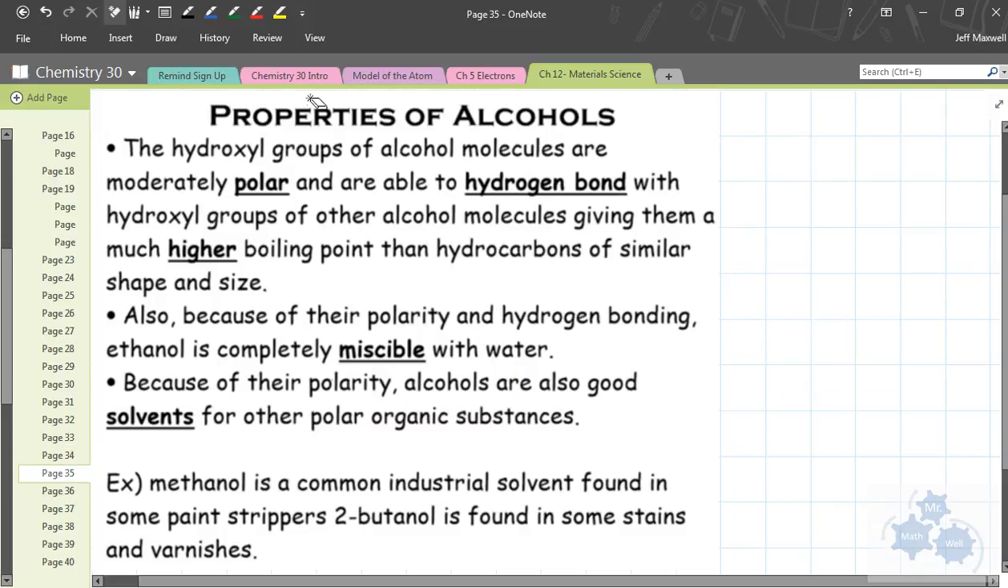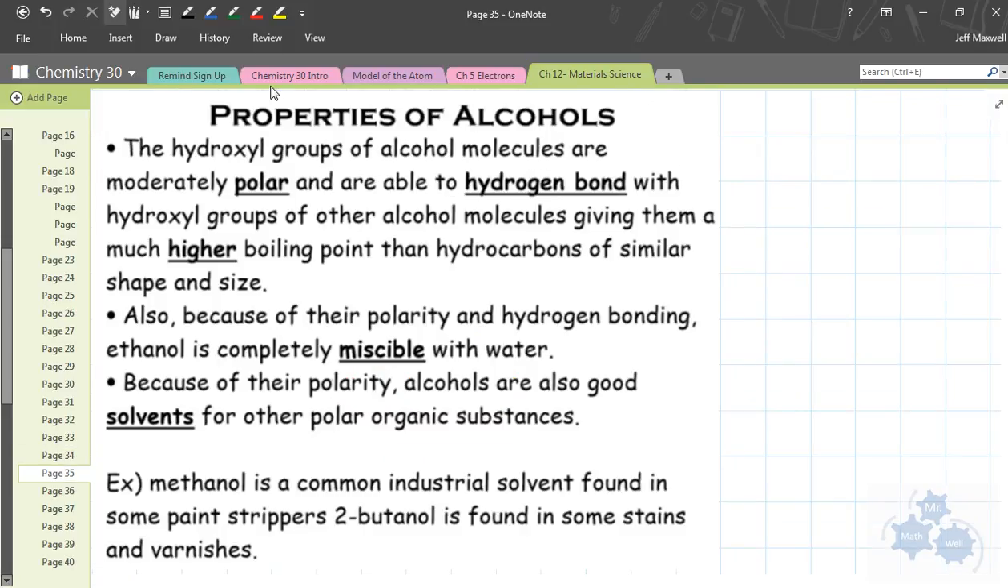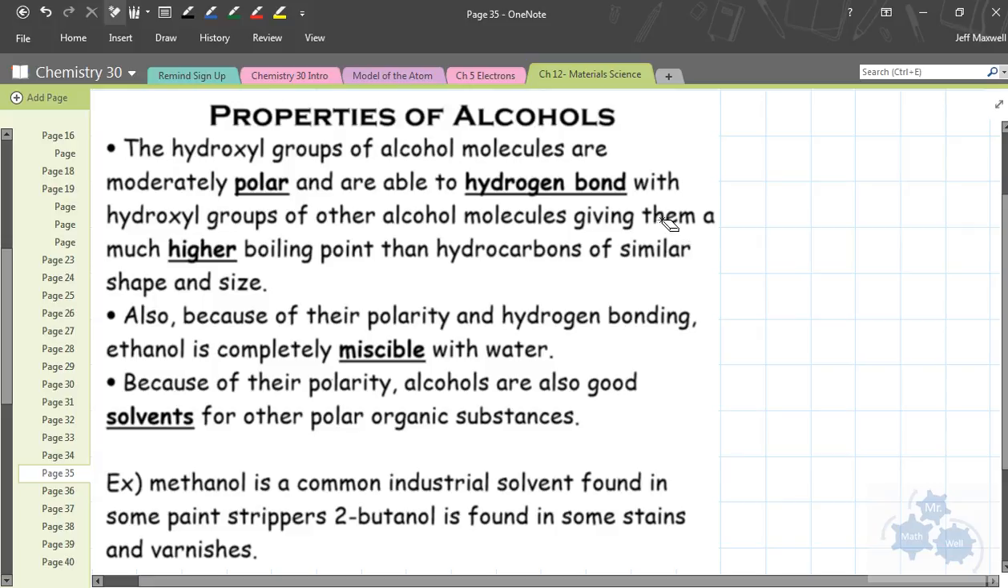So, properties of alcohol. You guys know some of the effects of alcohol. I've heard of many stories, tragically, of the effects of alcohol. But what are the properties of alcohol? What are the actual compounds? What are they really like? So hydroxyl groups of alcohol molecules are moderately polar. So they are slightly polar with the oxygen and the hydrogen. There's a big concentration of electrons in this C-O bond, and so that leaves the H a little bit positive. So they're able to hydrogen bond with other hydroxyl groups, okay, giving them a high boiling point.